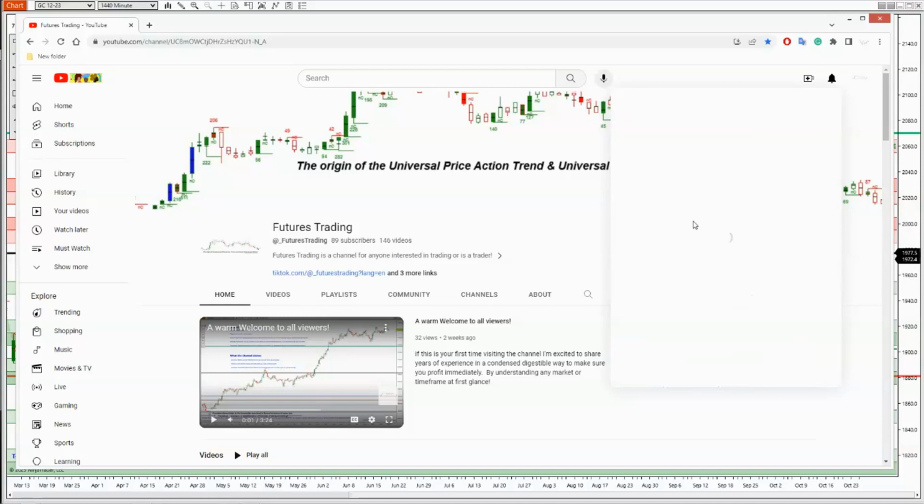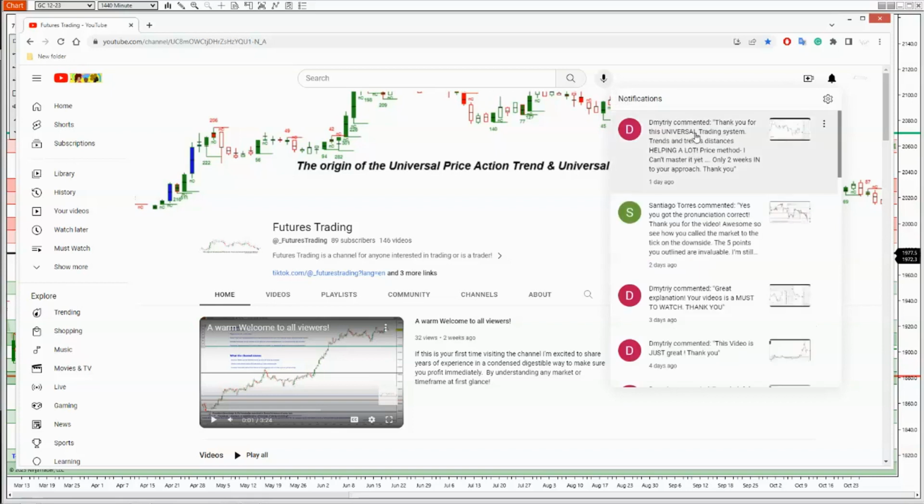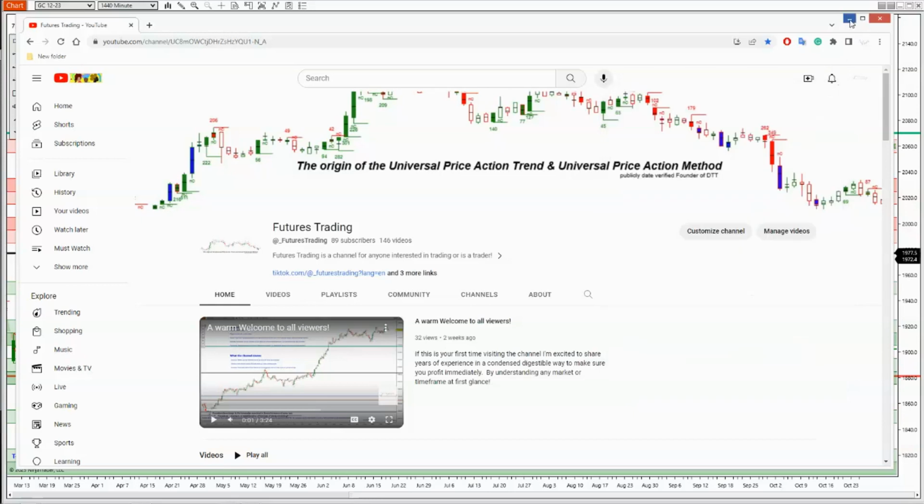And Santiago, the turning points. We're going to take a look at some of that via two other markets. So we're not going to just look at the NQ today. We're going to look at something else.